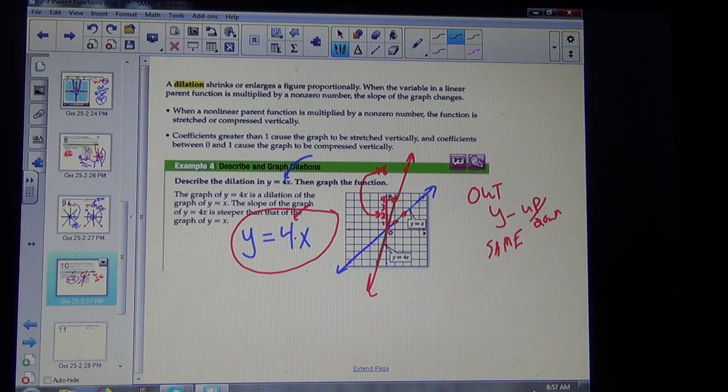So linear functions, you can do it, just draw the line. But other ones, it's probably easier to graph the parent graph and then move on from there. And then it says here to describe the dilation. You would say it's 4 times taller, or steeper.